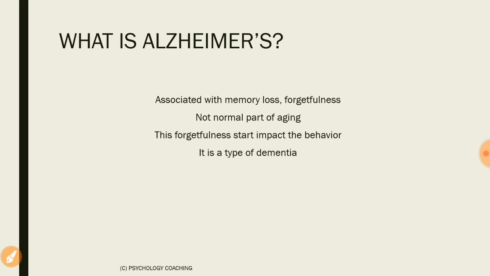In common language, Alzheimer's would be described as a disease having a problem of forgetfulness or memory loss, and we should know that it is not a normal part of aging. A normal aged person forgetting something would be very different from what an Alzheimer's person would do.